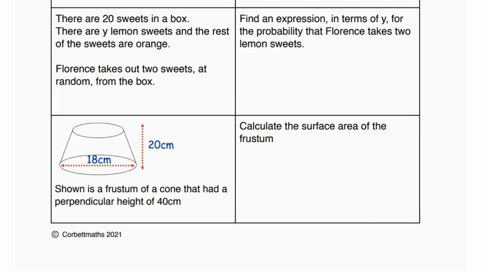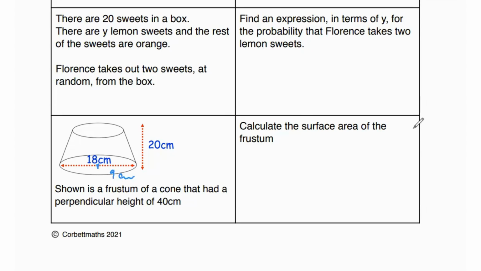Last question says, shown is a frustum of the cone that had a perpendicular height of 40 centimeters. So the entire cone had a perpendicular height of 40 centimeters. And right now they have shown us the remaining part, that's 20 centimeters. The diameter is shown as 18 centimeters, so that means the radius would be 9 centimeters, half of this. We have to calculate the surface area of the frustum.